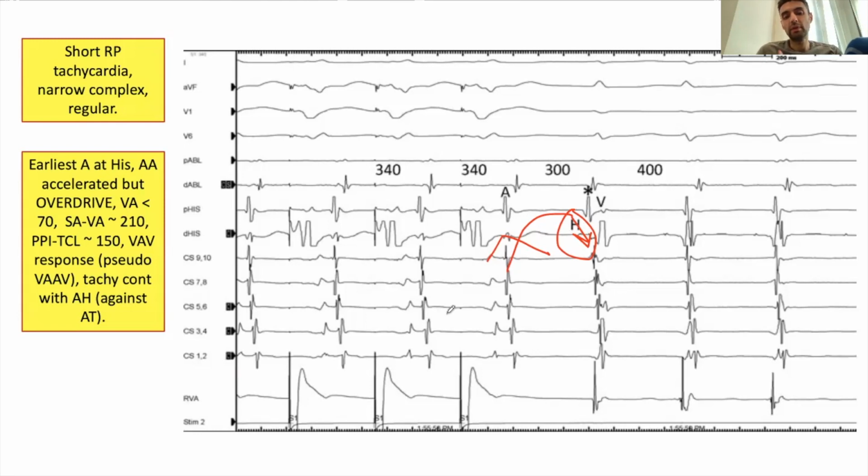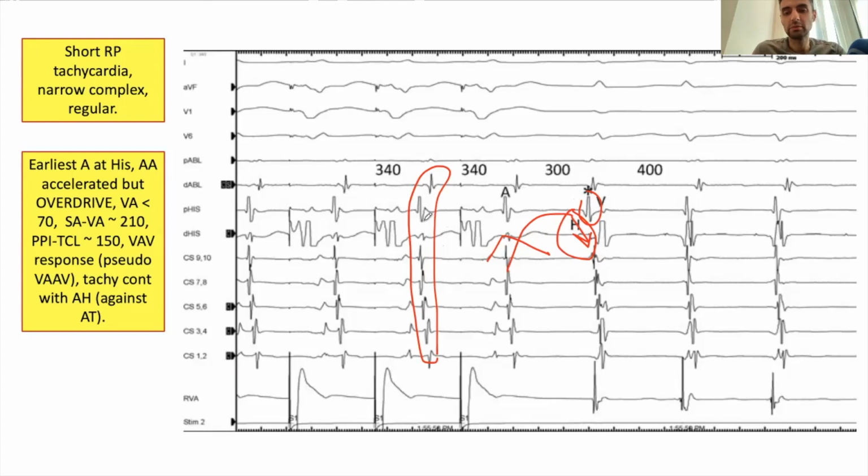And what makes it more likely to be an AVNRT is when you V-pace, the atrial activation is different, right? So this is your V-pacing. So you're going up the AV node. And then during tachycardia, your A is like, for example, here, so you see your His A here. Okay, so that's your A, which is earlier during tachycardia than during V-pacing.